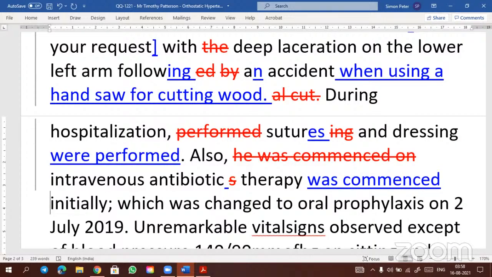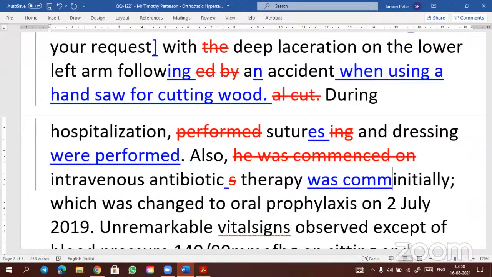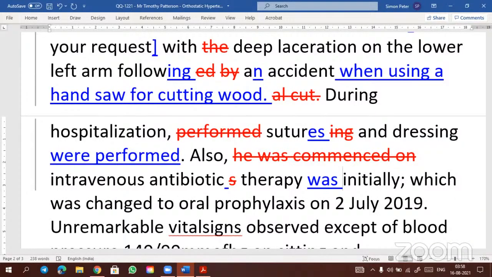Or you can say was initially commenced. Also initially commenced. Also means in addition. Initially means, what do you mean by initially? Before sutures and dressing or after sutures and dressing or together with sutures and dressing? Why did you use the word initially? Initially means in the beginning. So if this is initially, this should go forward, and sutures and dressing should come afterwards. Already you began sutures and dressing. This is called organization. So you could have used this initially in the previous one. Initially, sutures and dressing were performed.